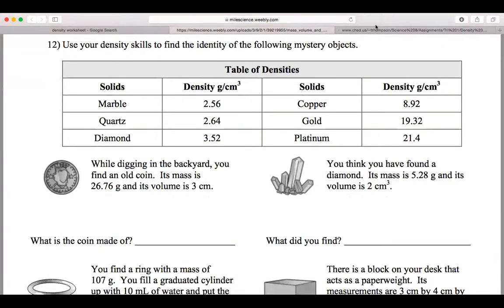Okay, the last one. I have the densities. Now I need to find out what each material is made of. Who wants to try? Sure, the first one is copper. 26.76 divided by 3, I got 8.92, copper. Correct. Second one, the one on the right. What did you get, Kavishka? Quartz.